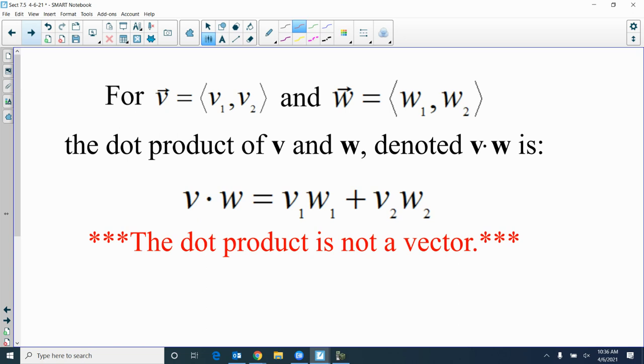All right, dot product. For position vectors V1, V2 and W1, W2, the dot product is denoted V dot W. Now make sure you copy this down, I don't have it on there for you. This is how you find it. You multiply the x coordinates together, then multiply the y coordinates, and then add them together. It's not a vector, it's a number. For example, 10, 12 and negative 8, okay, 17. It's going to come into play when dealing with the angle between two vectors.